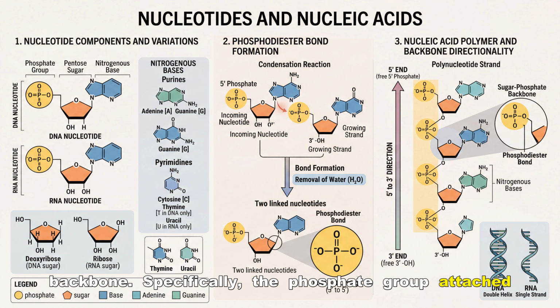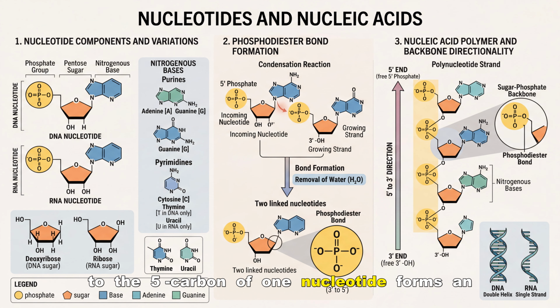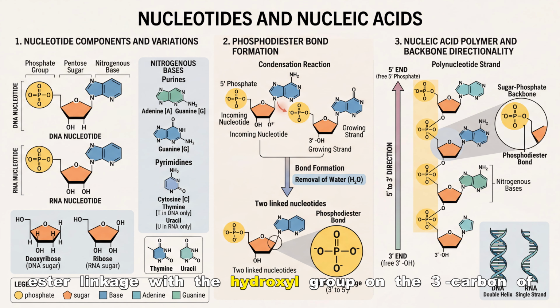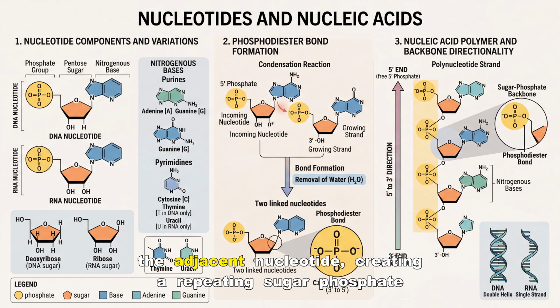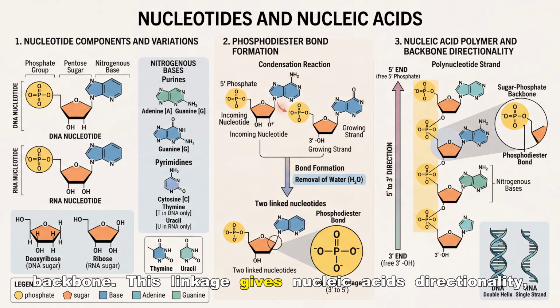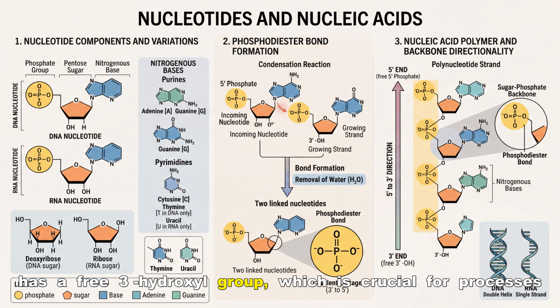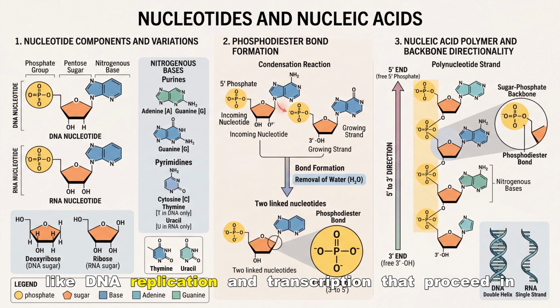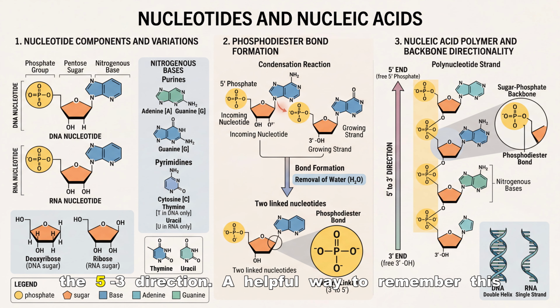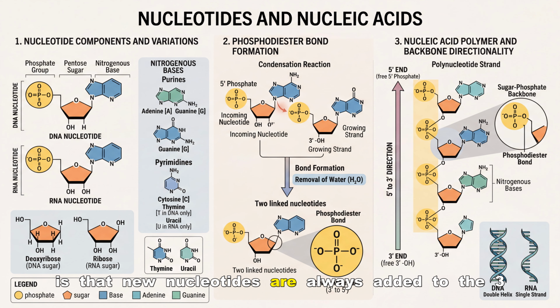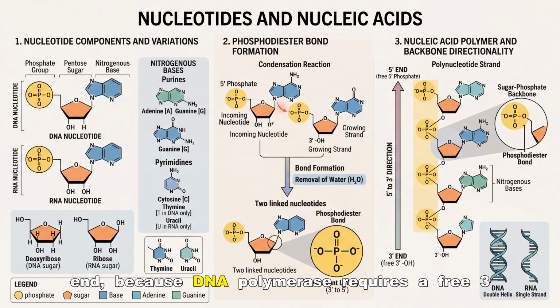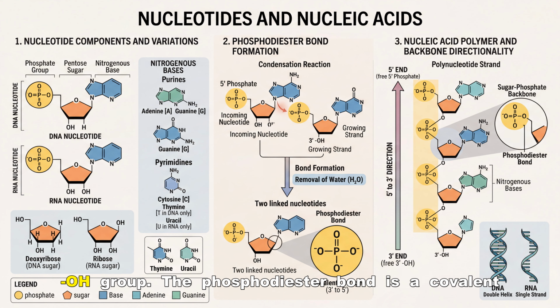Specifically, the phosphate group attached to the 5 carbon of one nucleotide forms an ester linkage with the hydroxyl group on the 3 carbon of the adjacent nucleotide, creating a repeating sugar-phosphate backbone. This linkage gives nucleic acids directionality, meaning one end has a free 5-phosphate and the other has a free 3-hydroxyl group, which is crucial for processes like DNA replication and transcription that proceed in the 5-3 direction. A helpful way to remember this is that new nucleotides are always added to the 3 end, because DNA polymerase requires a free 3-OH group.